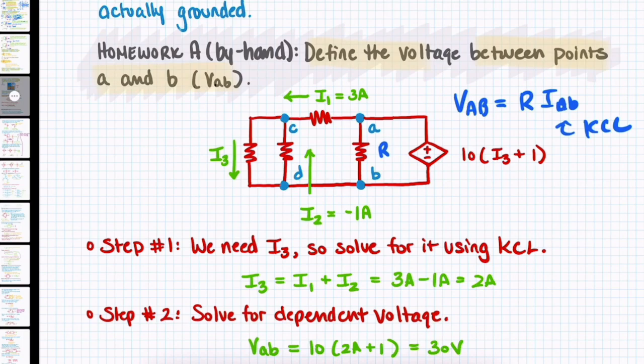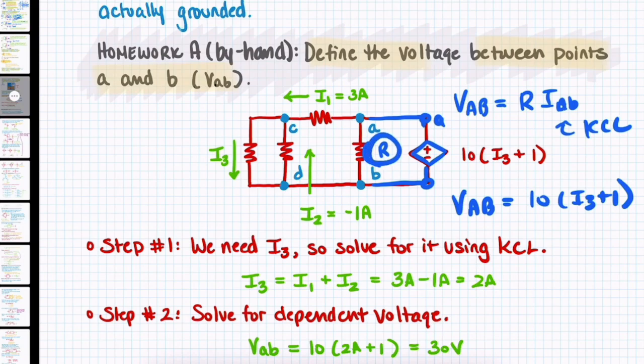But there's an easier way. We see here that this voltage source is in parallel with these 2 points. The voltage here is AB. So we already know that VAB is equal to 10 times I3 plus 1. So we don't really care, and that's the reason why that resistance value is not even listed, because you don't need that for this problem.